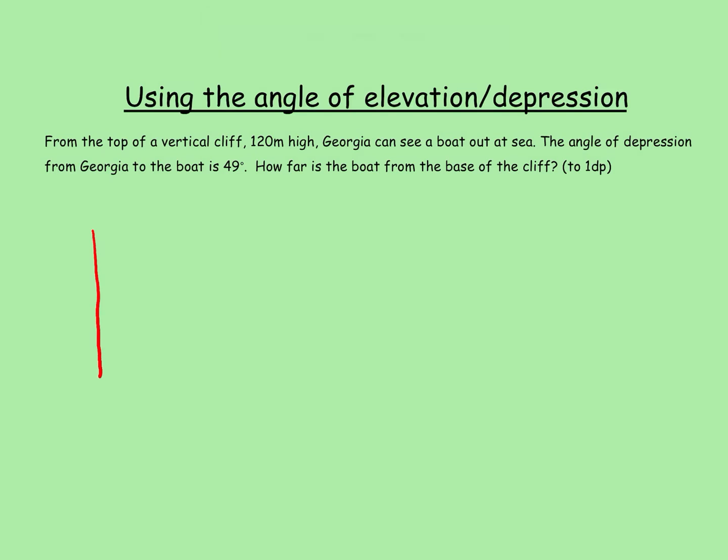Okay, here is a cliff, and it's 120 meters high. Okay, Georgia is standing on top of the cliff, and she can see a boat, okay, on the sea. So here's the sea, and here is my boat. Okay. So make a triangle. It says the angle of depression from Georgia to the boat is 49 degrees.